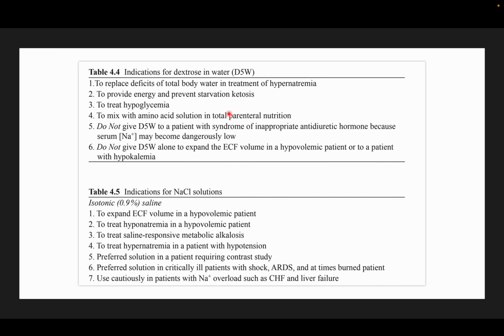So these are the indications for dextrose. One, any correction of total body water. Any patient where you want to correct the total body water. This is why the first slide is important: to replace the total deficit of total body water in the treatment of hypernatremia. Why does it say total body water?